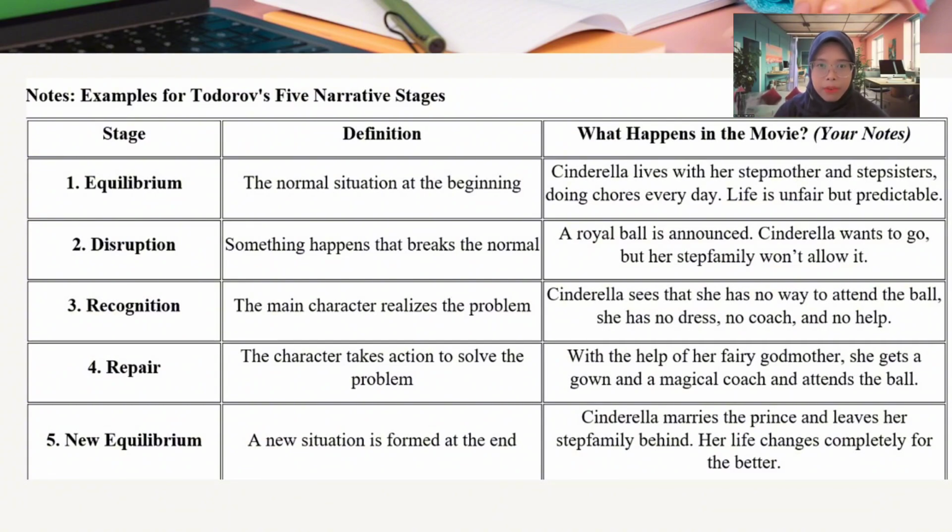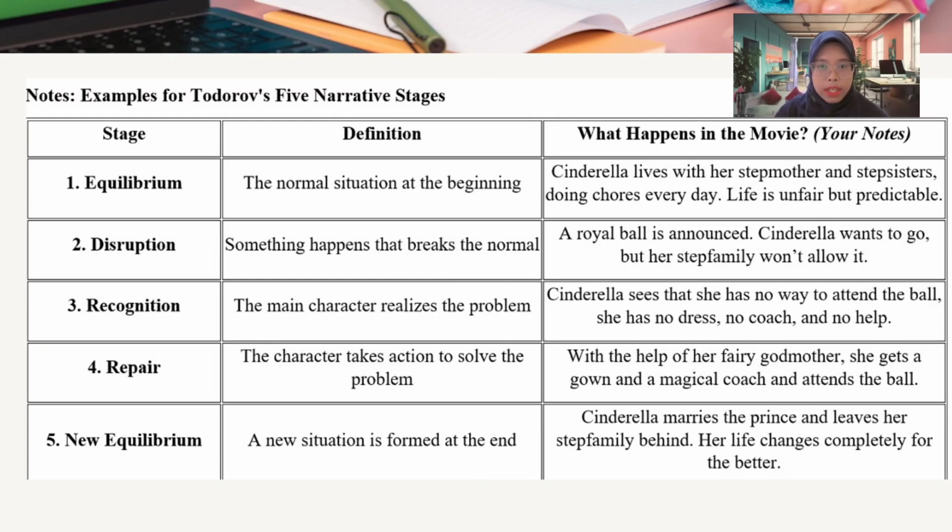The third is recognition. The main character realizes there is a problem. Number 4 is repair. The character tries to fix it. And last but not least is the new equilibrium, where a normal situation is created by the end.